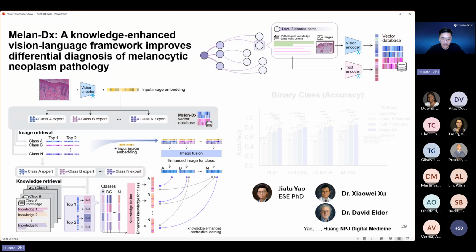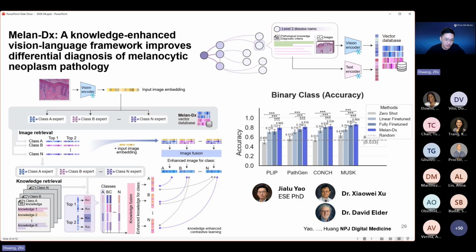And after the training process, once we have a new input image, we'll be able to tell you the potential subtype of this input image. Comparing to the zero-shot foundation models, PathGen, CONCH, and MASK, we found that our proposed MelanDX model is not only better than the zero-shot prediction, but also better than the linear fine-tuned foundation model, or even the fully fine-tuned foundation model, given the same amount of data.